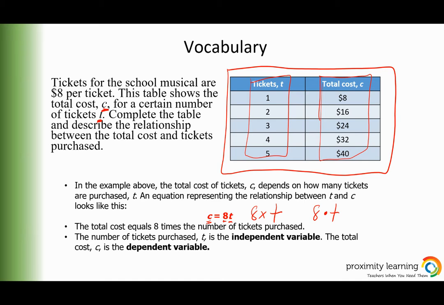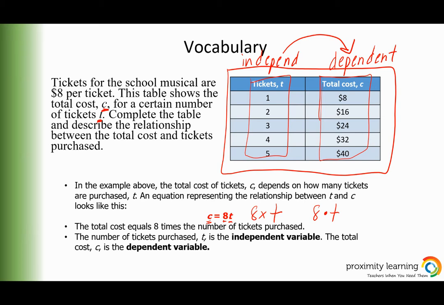All right. So total cost is going to be dependent upon the number of tickets. So number of tickets dictates total cost. Okay. So the total cost equals 8 times the number of tickets purchased. Remember, it's $8 per ticket. So each ticket's going to cost $8.